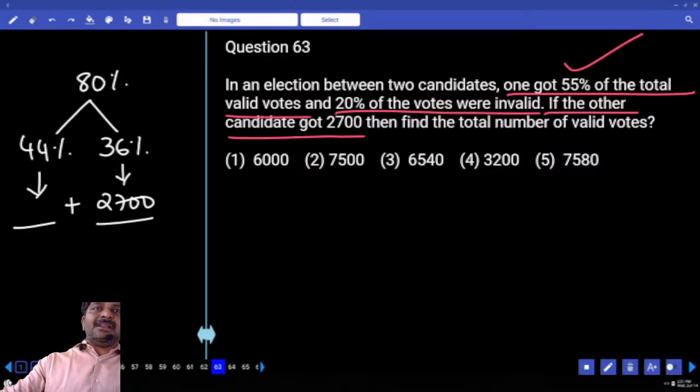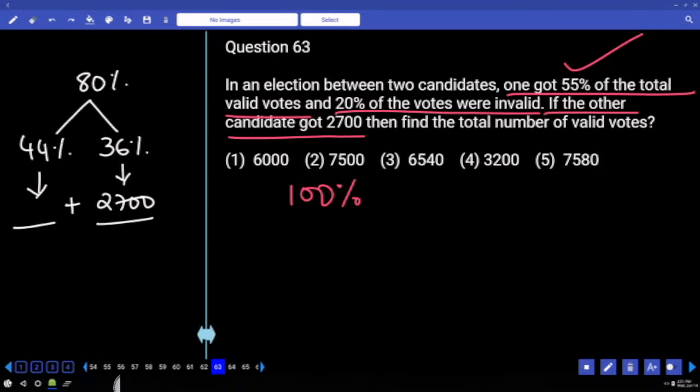And in the same question, how many people participated in the election? Total number of votes polled. Total number of votes polled. That was 100%, right? If the question is about total number of votes polled.